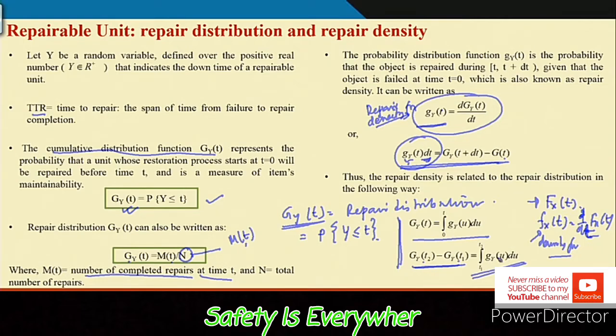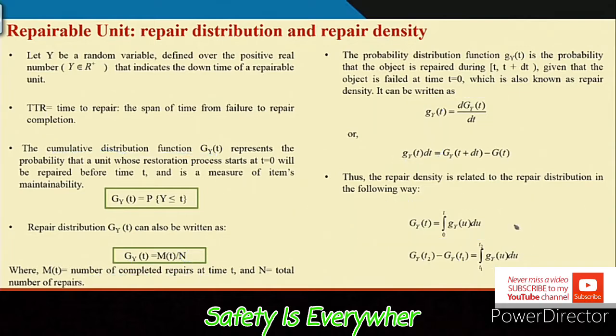You integrate in between t1 and t2, g(y) dy. Suppose I say my repair distribution is this, that is g(y), and I take two values, T1 and T2. So what is the probability that the component will be repaired within T1 and T2? It is the area under this curve in between T1 and T2, that is what you are writing.